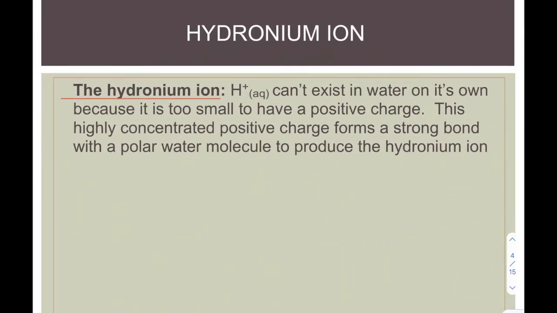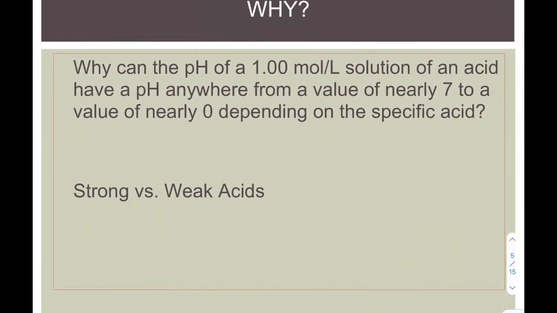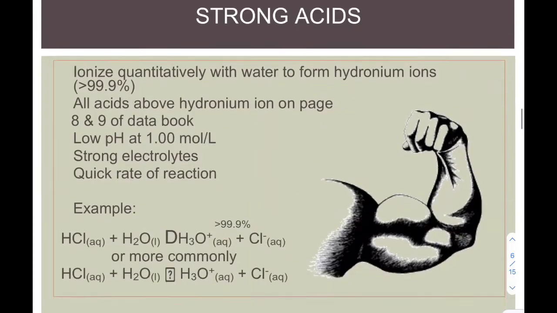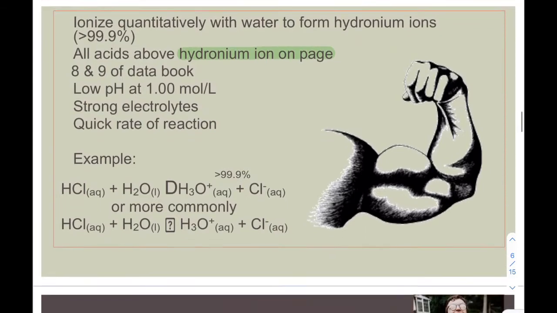All right, hydronium ion, I'm not going to go through this, you know this. It is important that we understand why the pH of a 1 mole per liter solution of an acid can have a value anywhere from nearly 7 to nearly 0, depending on the specific acid, and that is because we have strong and weak acids. A strong acid is anything above the hydronium ion on pages 8 and 9 in your data book, and they ionize basically 100%.